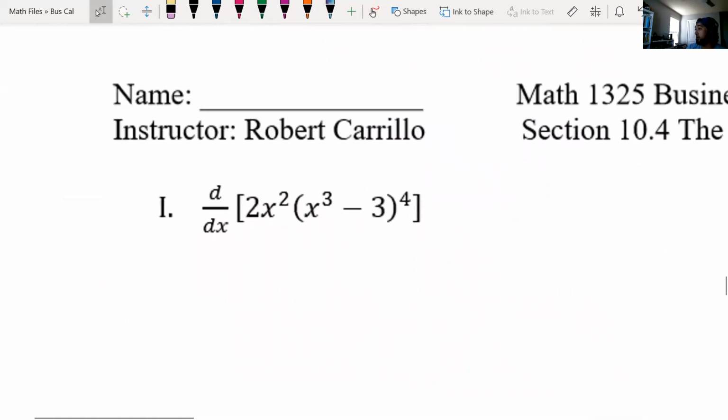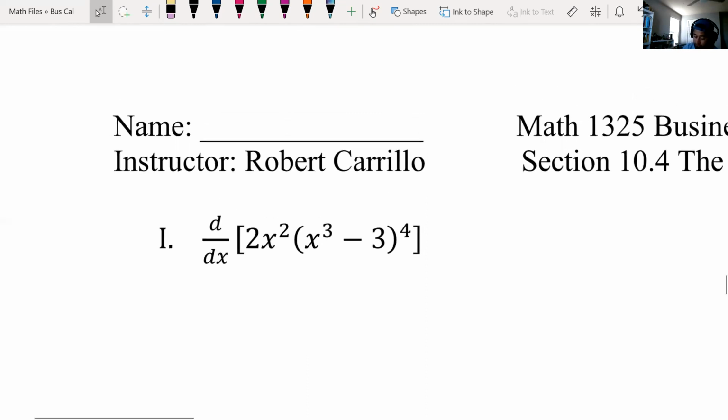All right, now some fun ones. Okay. So I say d over dx of 2x squared times x cubed minus 3 to the fourth. So since there are two terms inside, we get to use the product rule. So this is going to be a product rule that involves a chain rule.